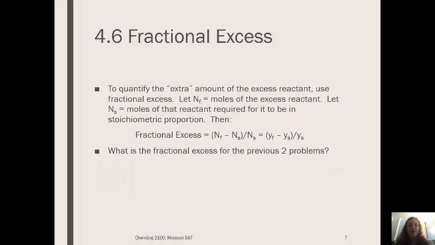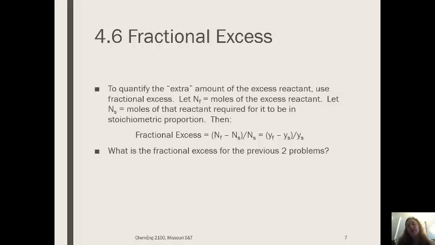One last thing that we want to be able to define before we move on is fractional excess. We want to say how much extra do I have, okay? So if I let N sub F be the number of moles of the excess reactant, we only define this for excess, not for the one that is the limiting reactant. So if NF is the excess reactant moles, NS is the number of moles that would be required if it were in stoichiometric proportion. The definition of fractional excess is the amount in the feed minus the amount for stoichiometry divided by the amount for stoichiometry is fractional excess.